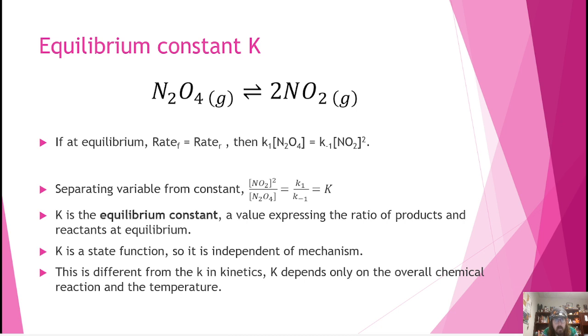So separating the constants from the concentrations, you get products, NO2 squared, over reactants, N2O4. And you get the constants k1 over k-1. Well, we're going to incorporate those two small k constants into a big K known as the equilibrium constant K.